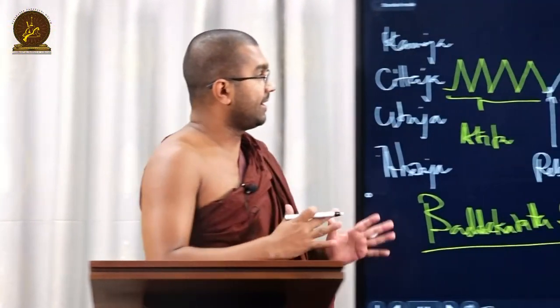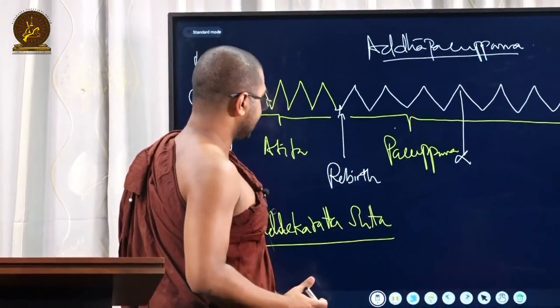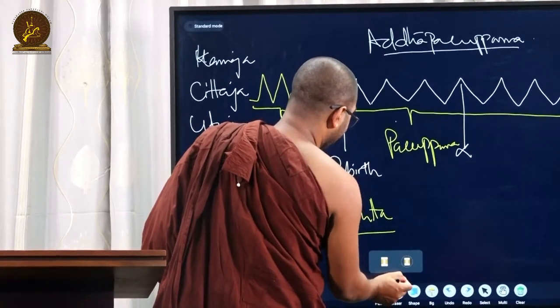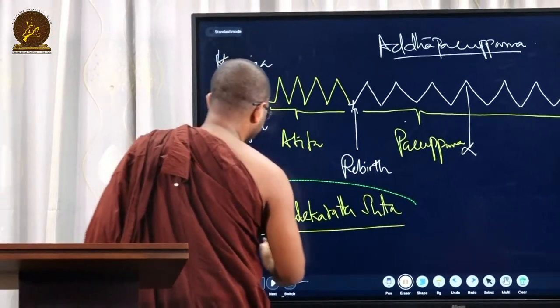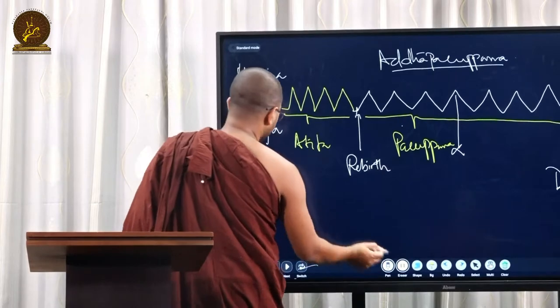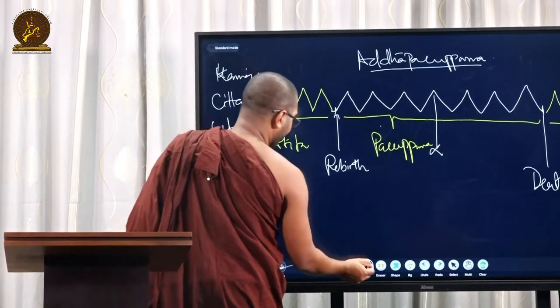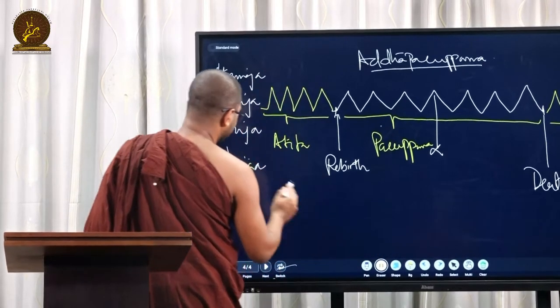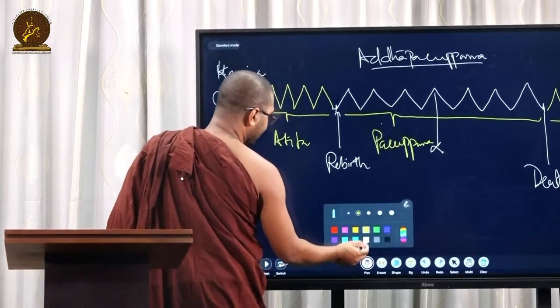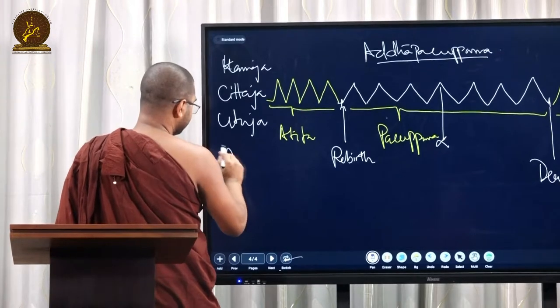Then we talk about the four types of rupas, the kamma generations: kammaja, chittaja, utuja and aharaja. I shall be explaining them when we come to those lessons, but today is a rough idea. The main point is that we should know what types of generations are found with regard to each type of rupa.